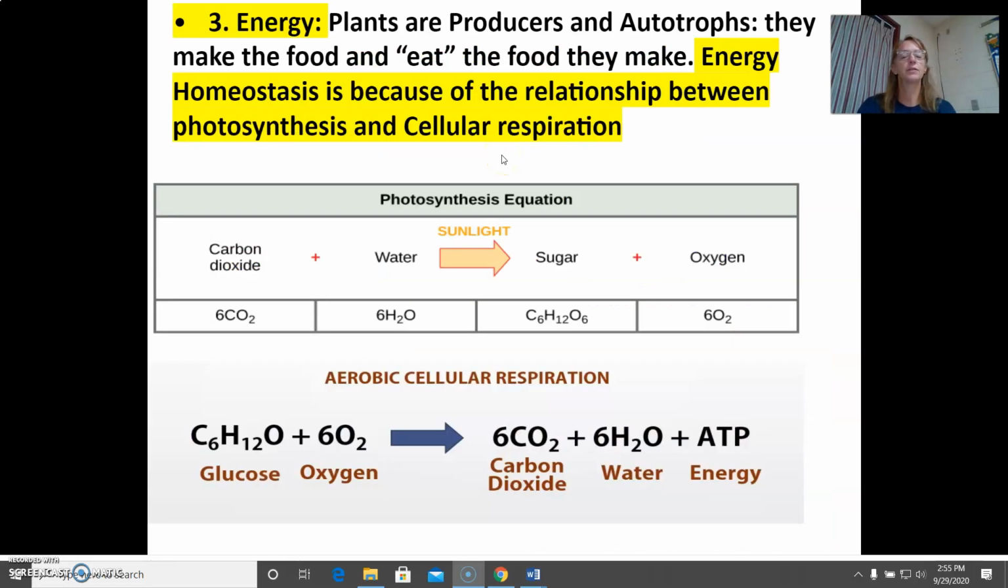Okay, plants also maintain homeostasis by the relationship between photosynthesis and cellular respiration. So plants are producers, they make their own energy. They're also autotrophs, they eat their own energy. And that relationship of producing their food and making their own food actually makes a really nice cycle of nutrient recycling and then energy production.